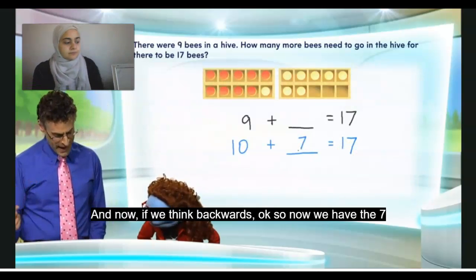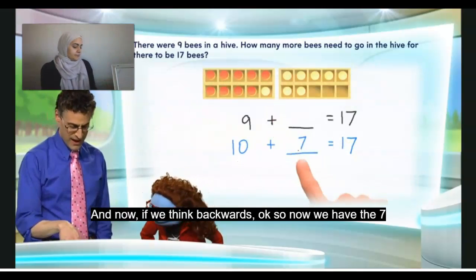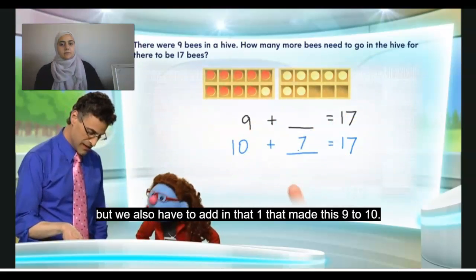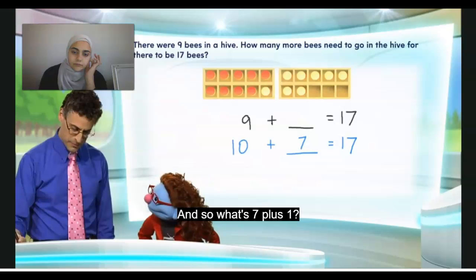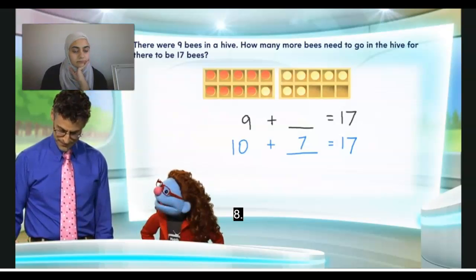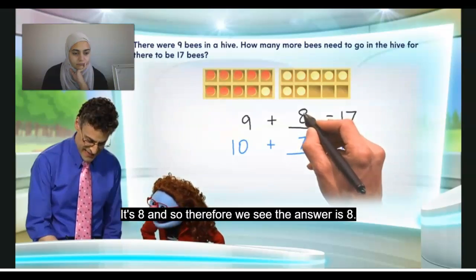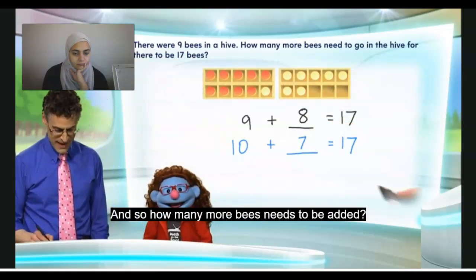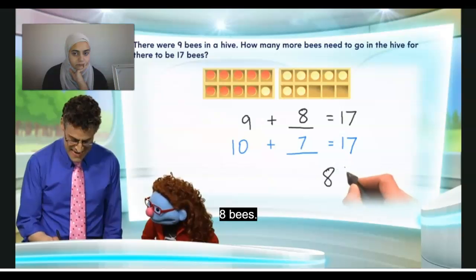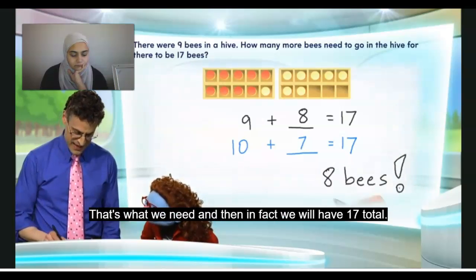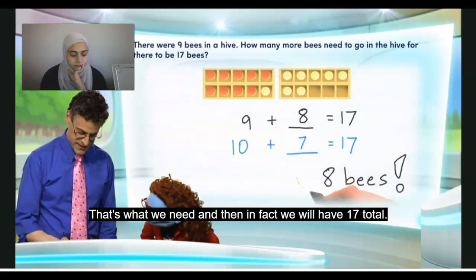And now if we think backwards, now we have the 7, but we also have to add in that 1 that made this 9 into 10. Oh, right. And so what's 7 plus 1? 8. And so therefore we see the answer is 8. And so how many more bees need to be added? 8 bees. That's what we need. And then in fact, we will have 17 total.